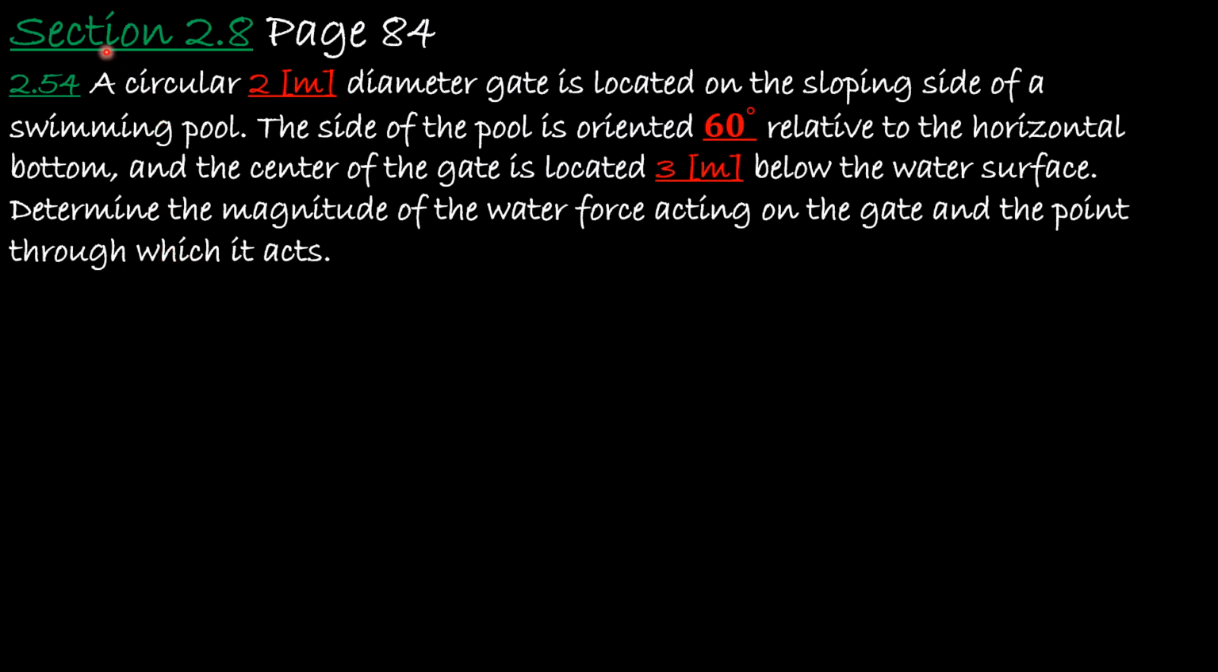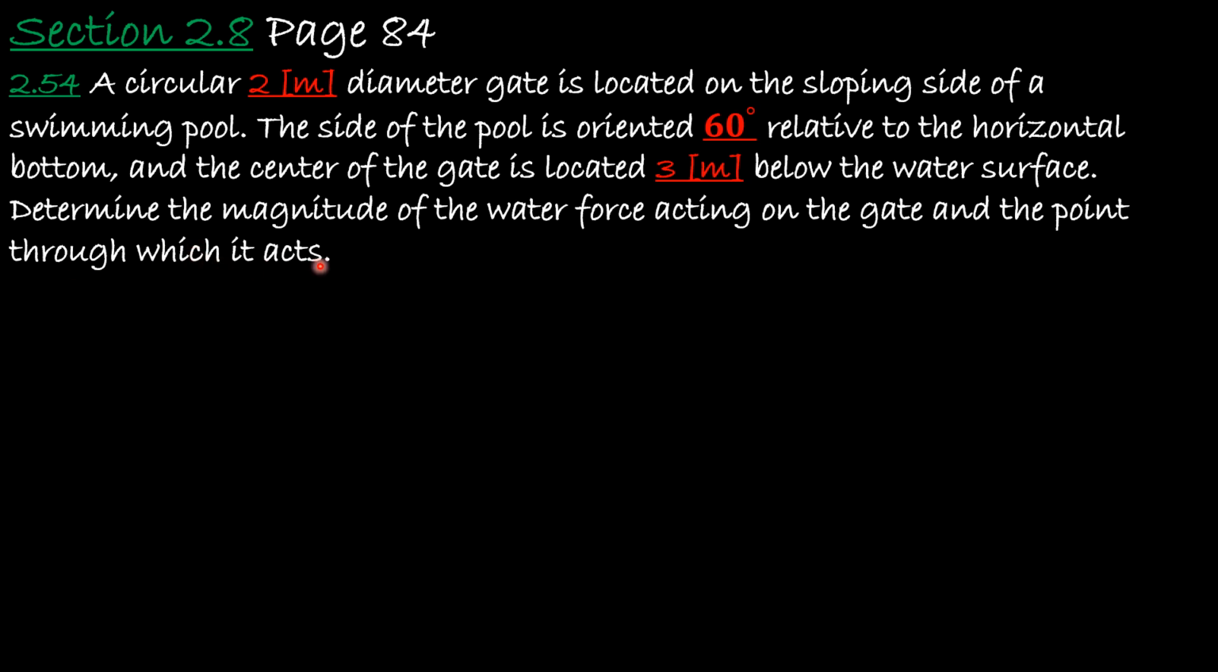All right, so the problems that we will do, as we mentioned, will be from section 2.8, page 84. The first problem is 2.54. So the first thing that we have to do is to read the problem and make sure that we understand it. It tells us a circular 2-meter diameter gate is located on the sloping side of a swimming pool. The side of the pool is oriented 60 degrees relative to the horizontal bottom, and the center of the gate is located 3 meters below the water surface. Determine the magnitude of the water force acting on the gate and the point through which it acts.